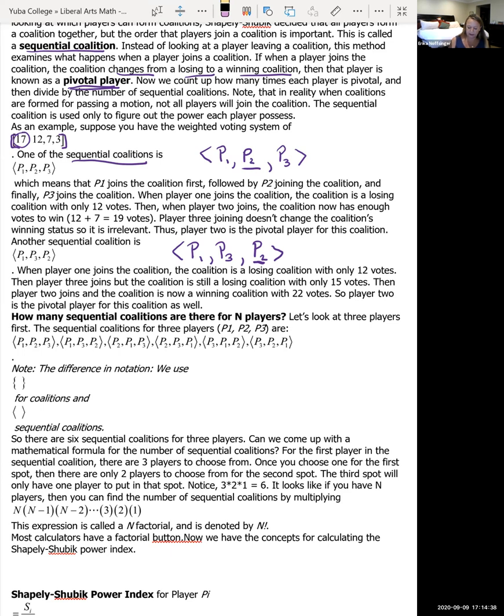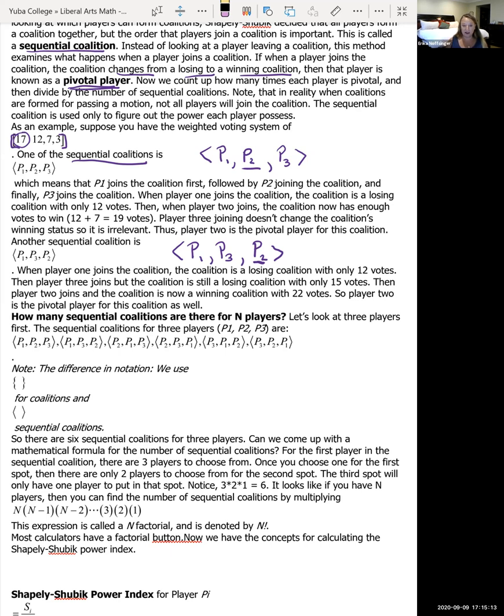So let me just kind of read what it says below. When player 1 joins, the coalition is a losing coalition with only 12 votes. Then player 3 joins, but the coalition is still a losing coalition with only 15 votes. Then player 2 joins, and the coalition is now a winning coalition with 22 votes. So player 2 is the pivotal player for this coalition as well.